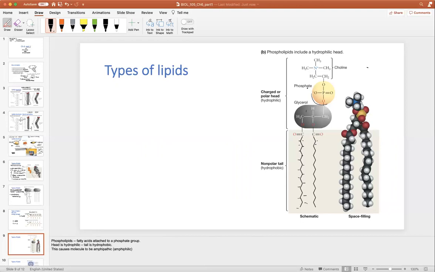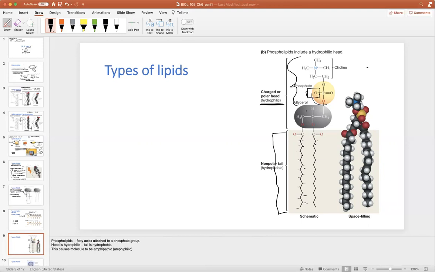Now, phosphate groups, hopefully you can see, we have a negative charge here. And this is a fairly large part of the molecule. So because we have a negative charge, this part of the phospholipid is going to be soluble in water. But this part down here is insoluble in water.